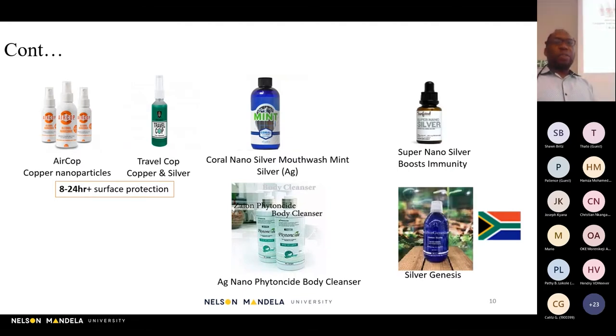And then you've got your silver nanoparticles again, which is used for mouthwash. And then you've got your nano silver, which is used for boosting your immune system, also contains some phytochemicals. And also I've got some silver nanoparticles again, which is for body cleanser. And then I also found a South African product called Silver Genesis, which also contains some silver nanoparticles and some plant extract. This product is used for different skin diseases. It's either insect bite, it can also be acne or any issues that you're going to have with skin infection.